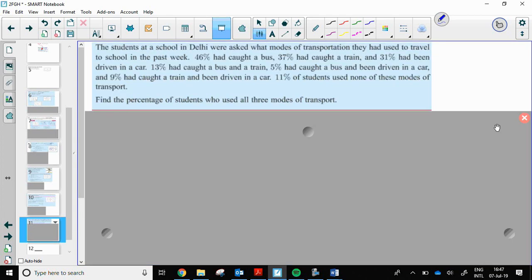Okay, last example from our book here. A lot going on in this one. So first of all, this is our first example with more than 2 circles. So we're going to have 1 circle for the bus, 1 circle for the train, and 1 circle for the cars.